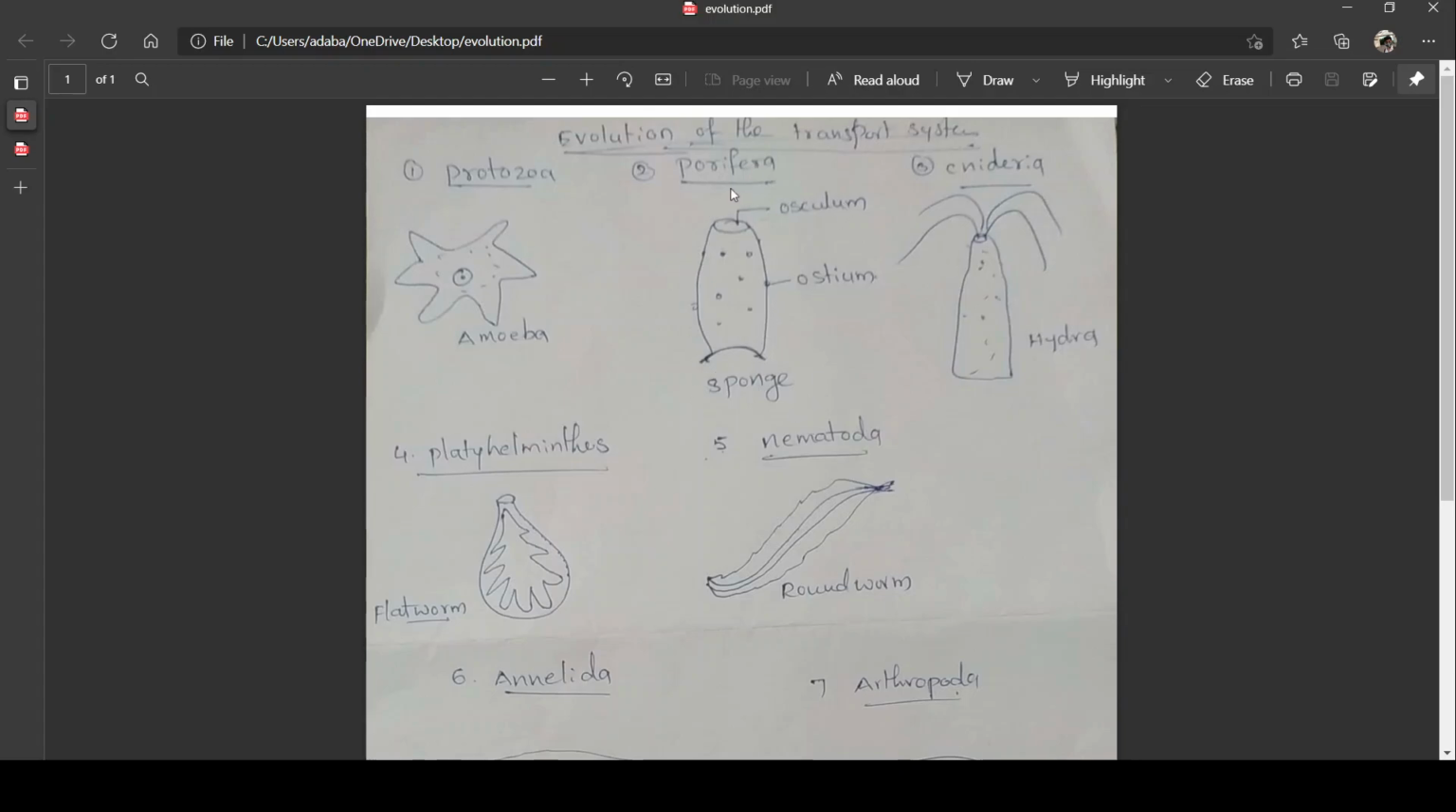This is a cylindrical structure. The body surface has a number of pores. These are ostia. Singular is ostium. On the anterior side of the body is a major pore. It is the osculum. The major pore is the osculum.